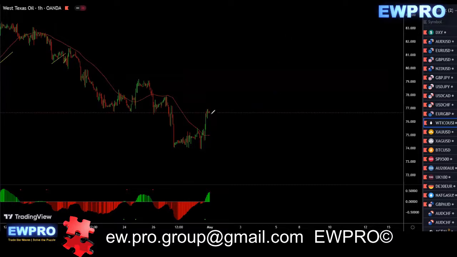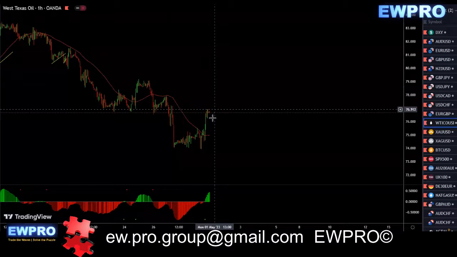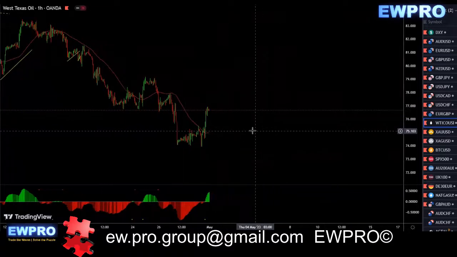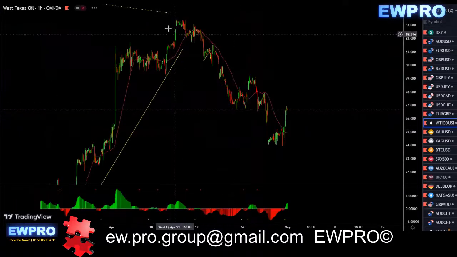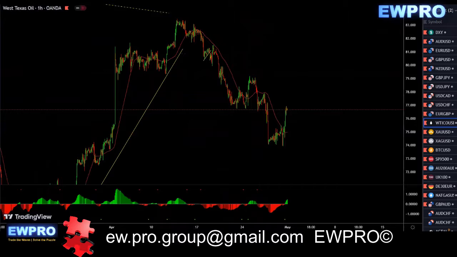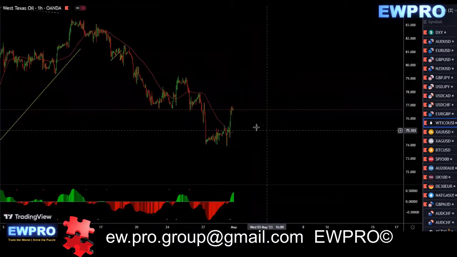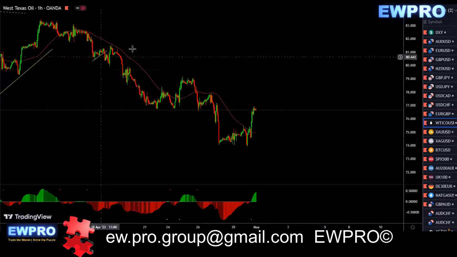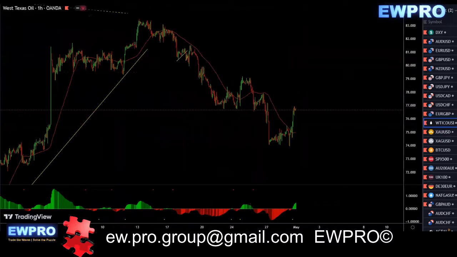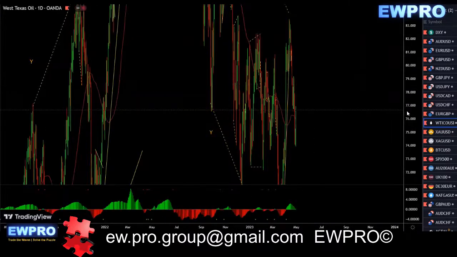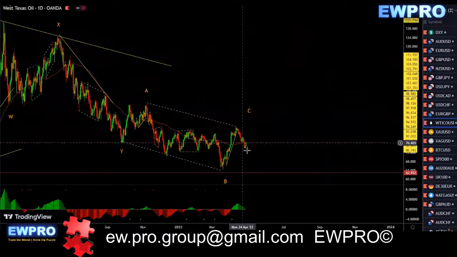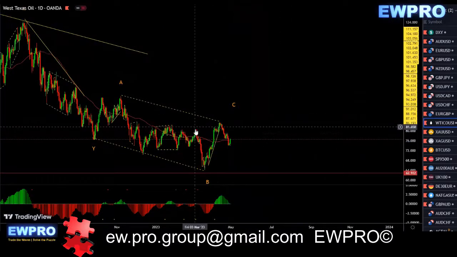Or unless this bear hidden here plays out, gives you another one down, then you'll be looking for that impulse and then the correction over here to buy. I wouldn't be looking for the sells. I mean, this flat, the larger flat may play out. But it's extremely risky to sell this at this stage.